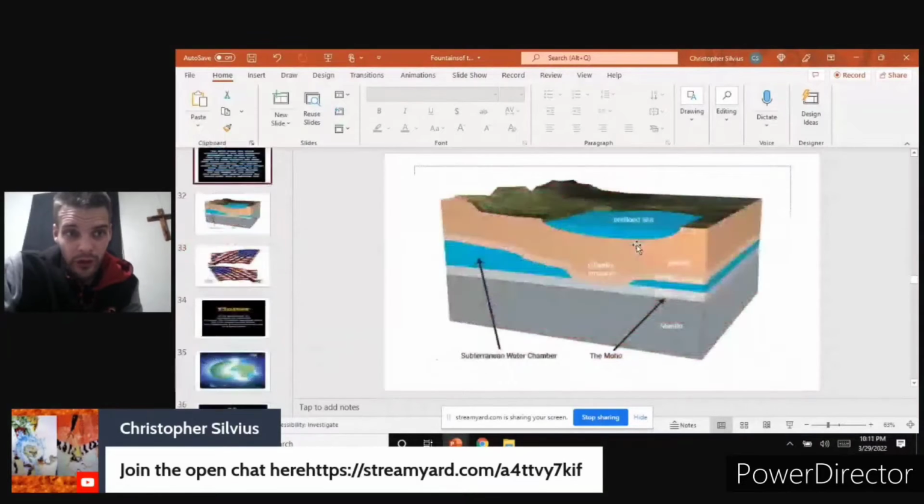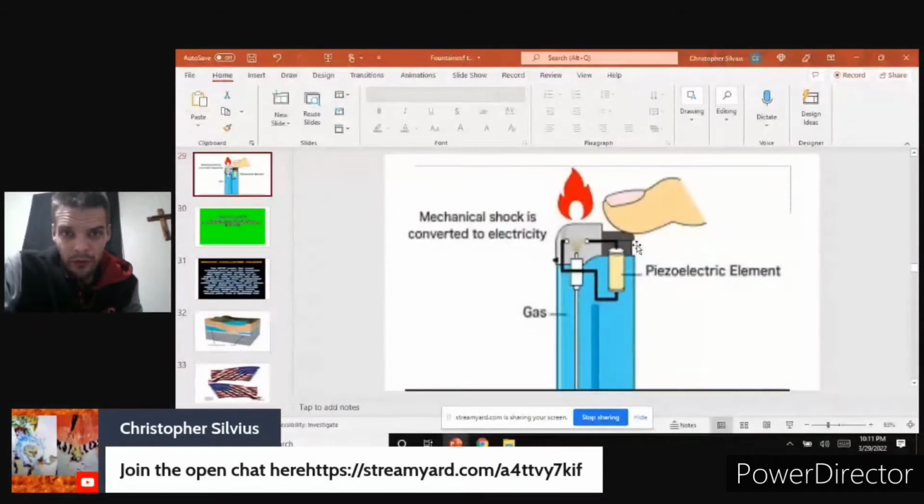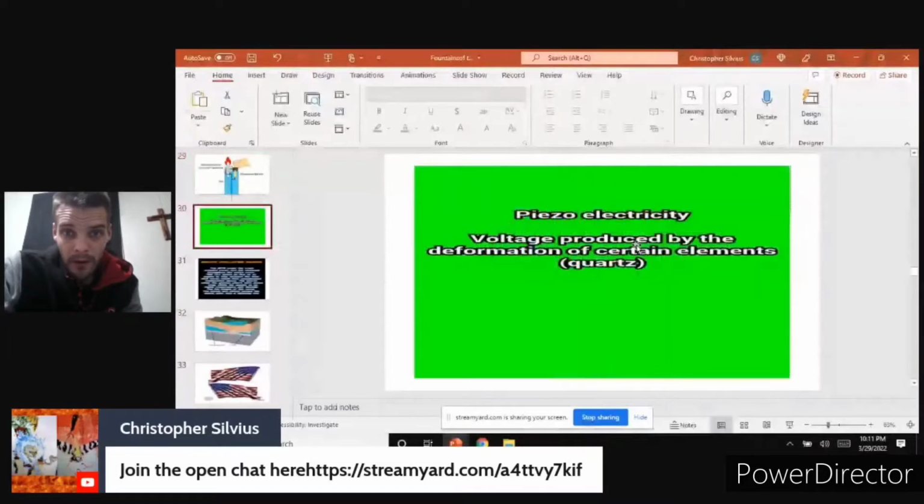Piezoelectricity is mechanical shock that is converted to electricity. So if a piezoelectric element such as quartz in an electric lighter gets smashed by a little lever, just the compression on the element itself will produce a volt of electricity, which will combine with the gas and then produce a spark. And this is voltage produced by the deformation of certain elements such as quartz.